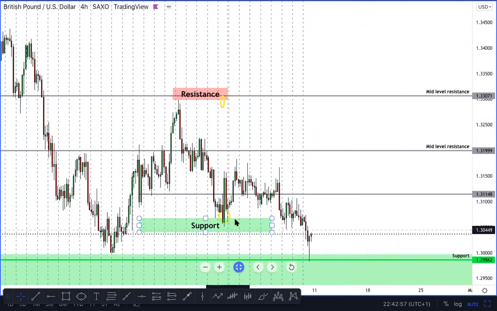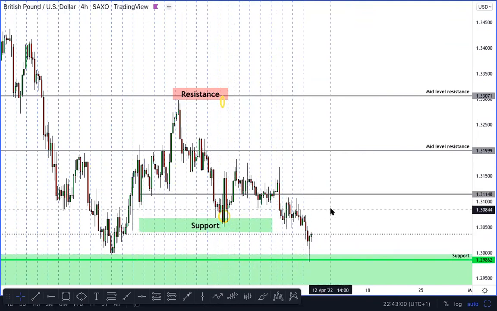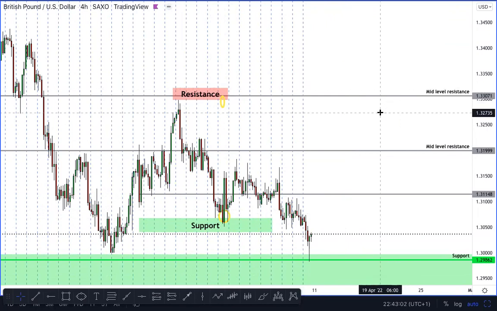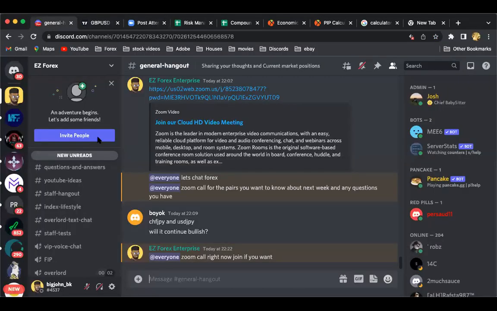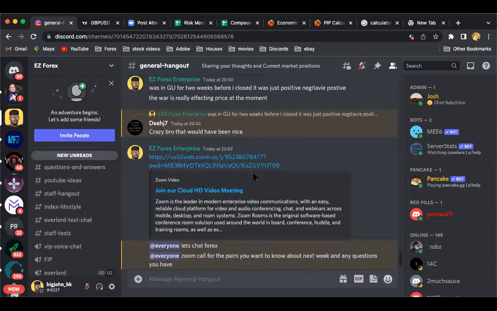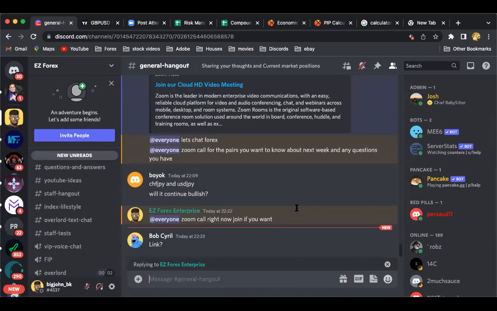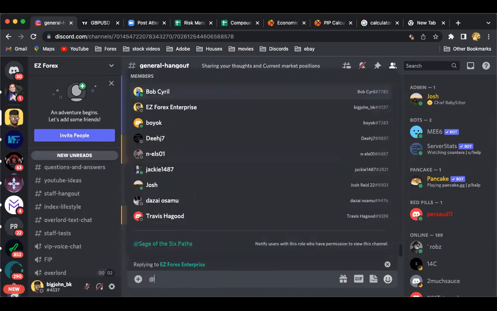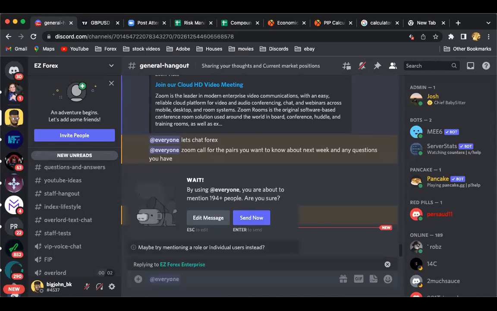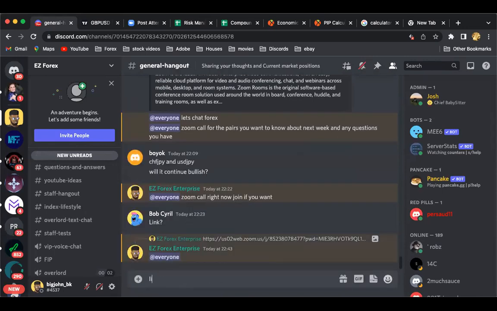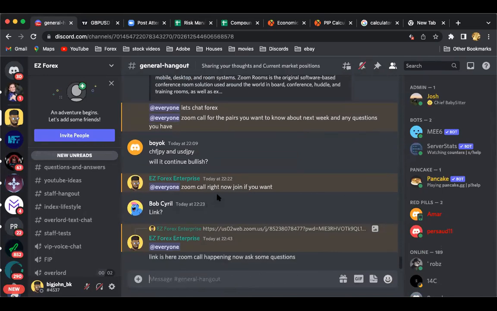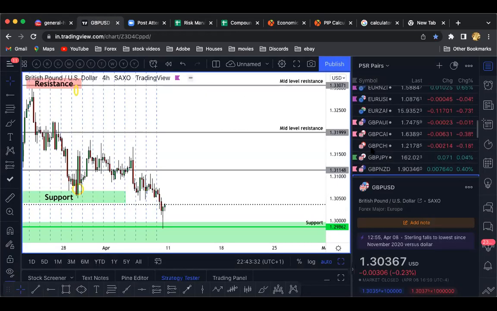So let's go into this. What is it? Euro NZD. Let me try and get some more people here. Links. I don't know if the person's in here. Euro NZD.